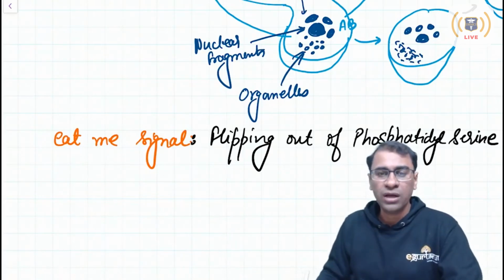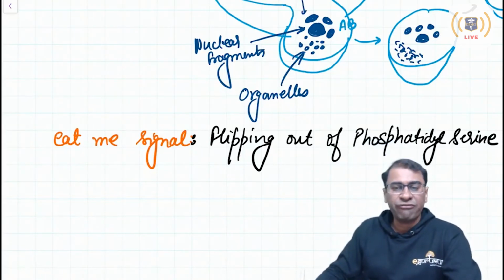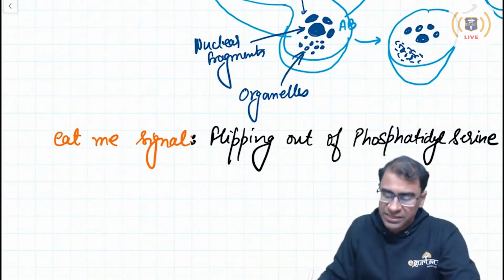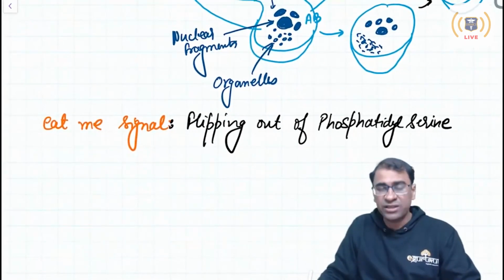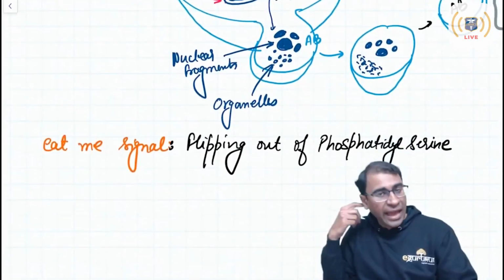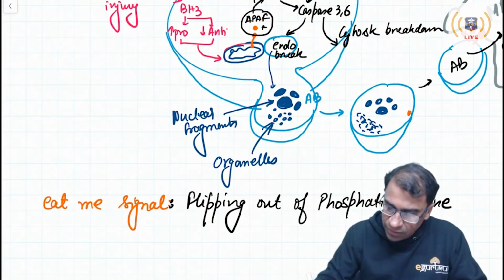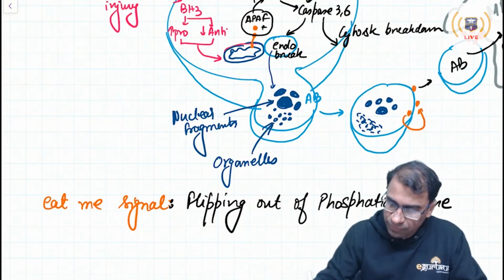The flipping out occurs from something called phosphatidyl serine. So what is this phosphatidyl serine? Basically, phosphatidyl serine is actually in the inner membrane. So when the apoptotic body forms out, this phosphatidyl serine, which is in the inner membrane, will flip out to the outer membrane. It comes out to the outer membrane like here.